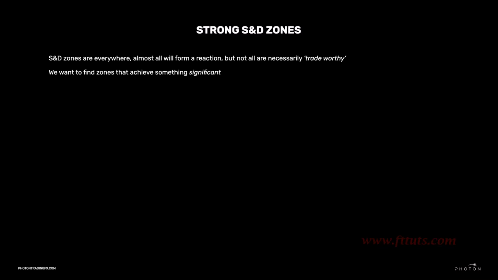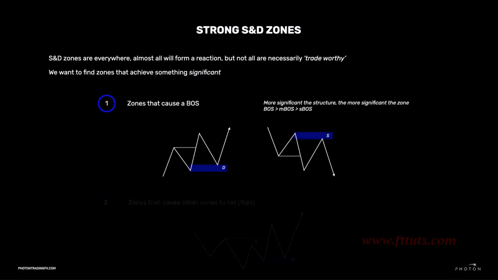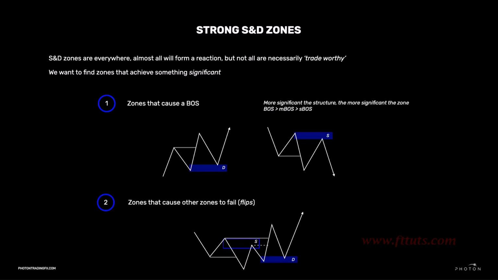But there are two main ways in which we do actually validate a strong zone. So I personally want to see at least one of these occurring in the market to consider validating and trading from a specific zone. So we want to find zones that actually achieve something very significant in the market, because this then means that they are likely to be a strong zone that had a lot of money backing that area. So the first way to see this is by looking at zones that cause a break of structure. The more significant the structure the zone breaks, then in turn, the more significant that zone will be, because it takes more money to break a strong structural level.